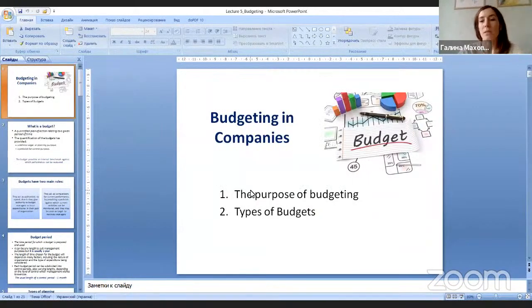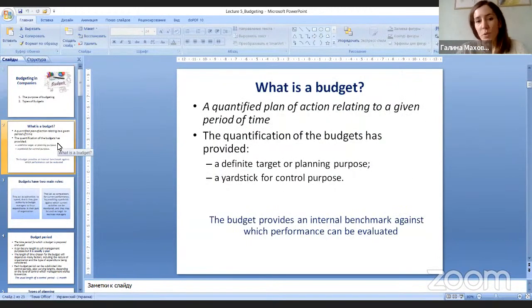Second question: the types of budgets, which types a company may prepare, and how exactly a company does this, and so on. So let's start. First question, what is the budget? We know that the budget is some plan of action in numbers, in money terms. So it's a quantified plan of action relating to a given period of time.